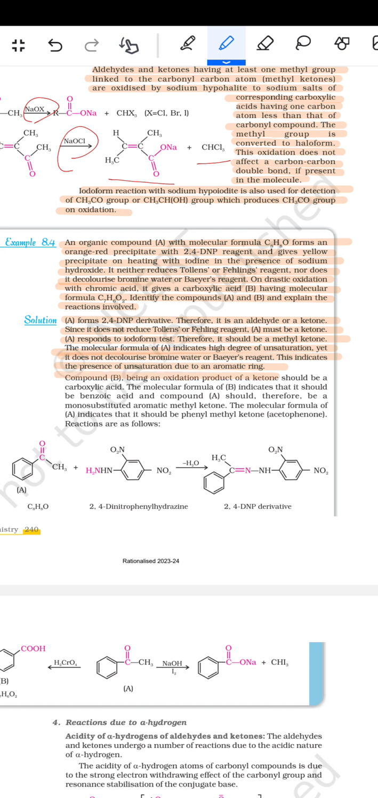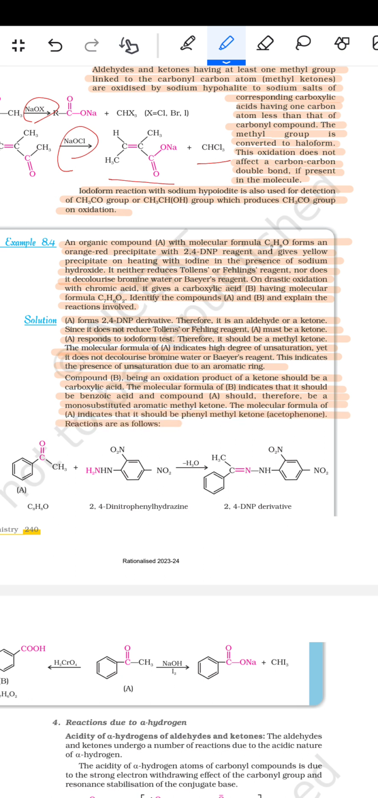Compound B, being an oxidation product of the ketone, should be a carboxylic acid. The molecular formula of B indicates that it should be benzoic acid, and compound A should therefore be a monosubstituted aromatic methyl ketone. The molecular formula of A indicates that it should be phenyl methyl ketone, acetophenone.